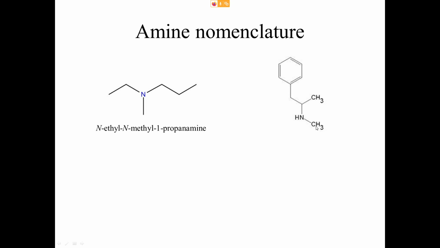N-methyl. An N-methyl, exactly. Which of those comes first alphabetically? The methyl. The methyl, right? The N is not something you alphabetize, right? So you're going to have an N-methyl, then a 1-phenyl, and the 2 is the location of the amine on my propane amine.